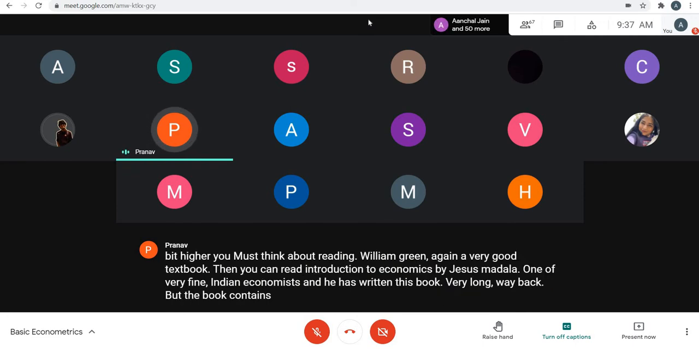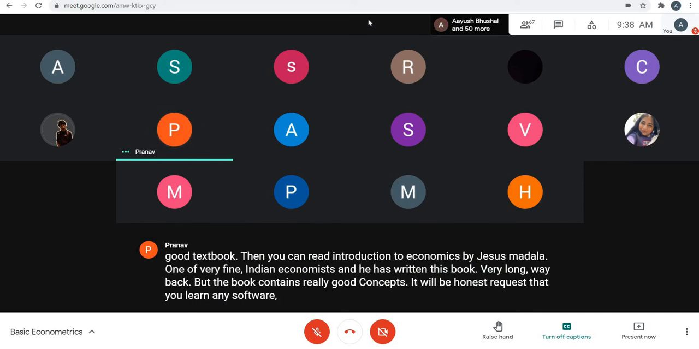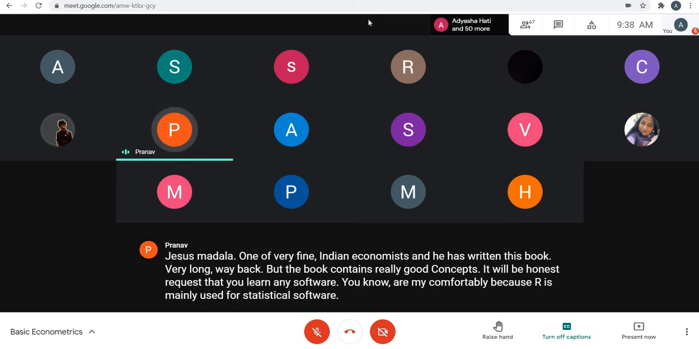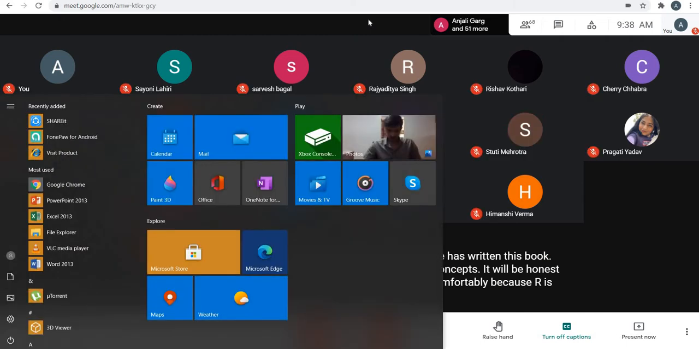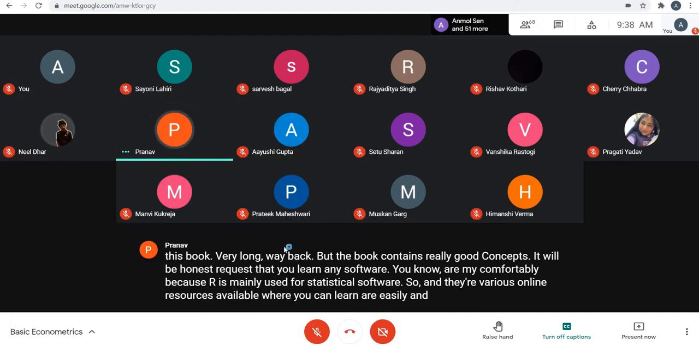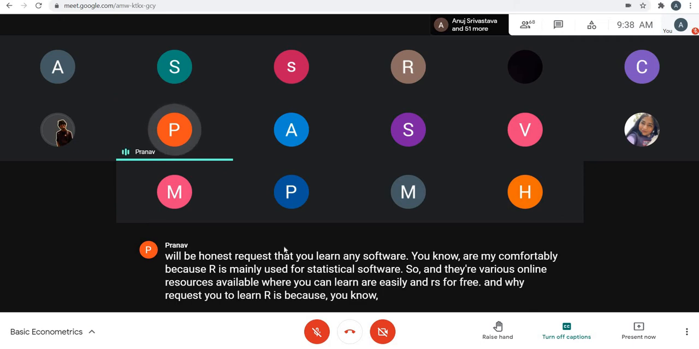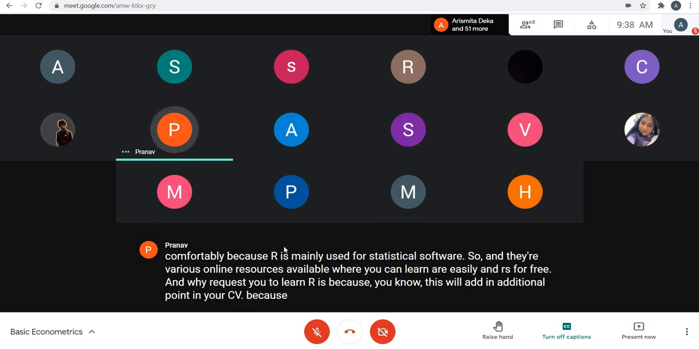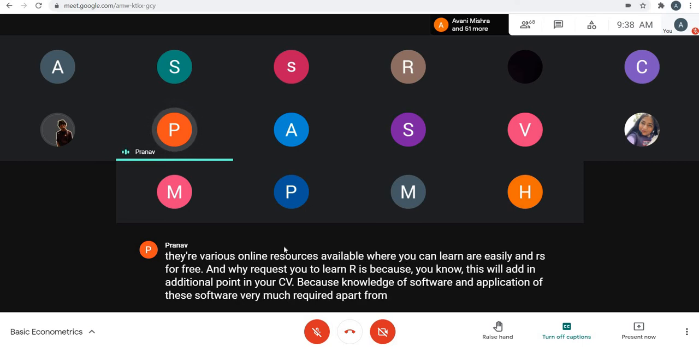And it will be an earnest request that you learn any software. If you are comfortable with R, because R is mainly used as statistical software, and there are various online resources available where you can learn R easily, and R is free. And why I request you to learn R is because this will add an additional point in your CV, because knowledge of software and application of these softwares are very much required apart from whatever degrees that you have had.